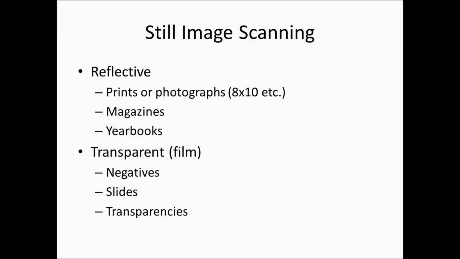So when we're considering image scanning or still images as opposed to film or moving image scanning, we basically break them down into two formats, if you will. One is reflective. That's most of the stuff that you're going to be looking at, so that would be prints or photographs, like an 8x10 portrait, for example. Magazines or books. That's pretty obvious. Yearbooks, for example. Transparent would be films, so something that you can see through, like celluloid or any kind of film. So negatives, slides, and transparencies.